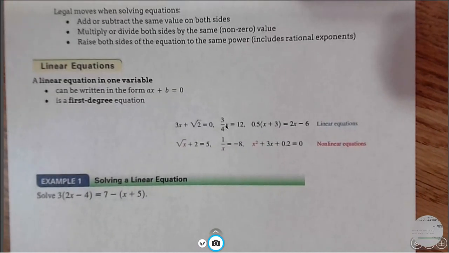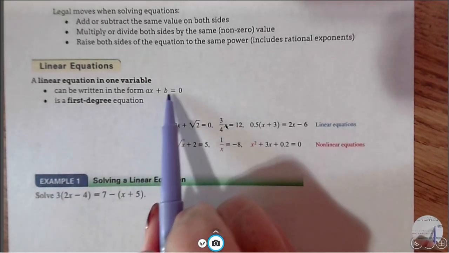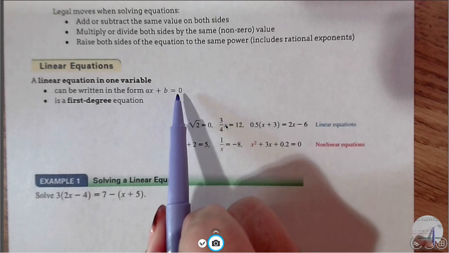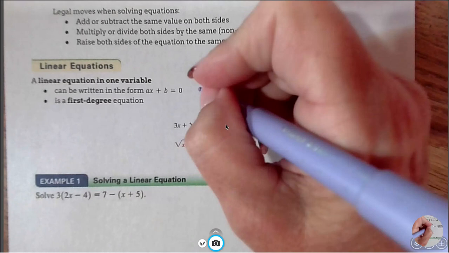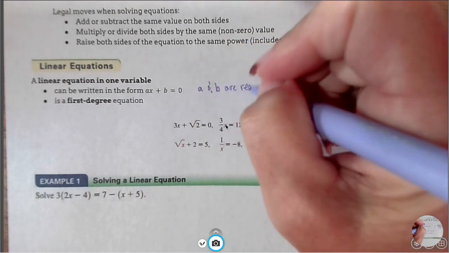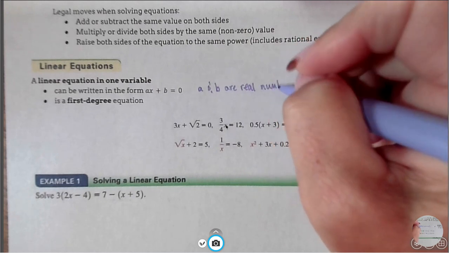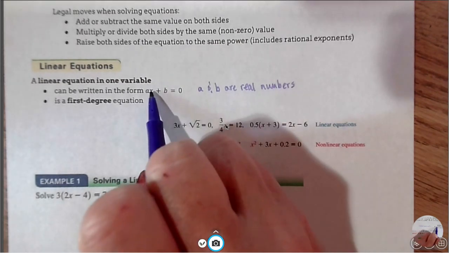Okay, let's move on and talk specifically about linear equations, because that's what this section is about. A linear equation in one variable can be written in the form ax plus b equals 0. That doesn't mean it's written that way to start with, but it can be written in that way. a and b must both be real numbers. So remember that real numbers would include decimals, fractions, radicals, positive numbers, negative numbers, all of those included in real numbers. And it's called a first degree equation because the exponent on the variable is a 1.